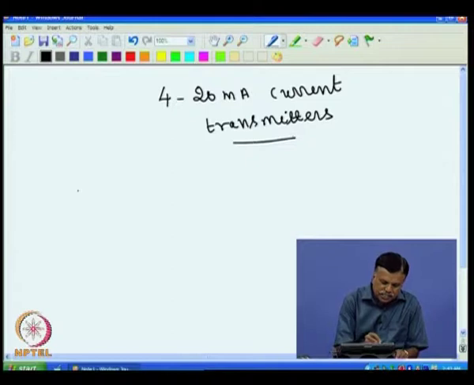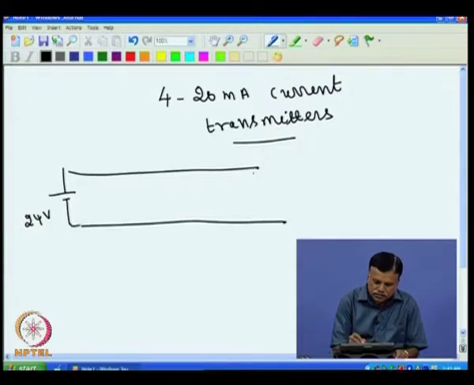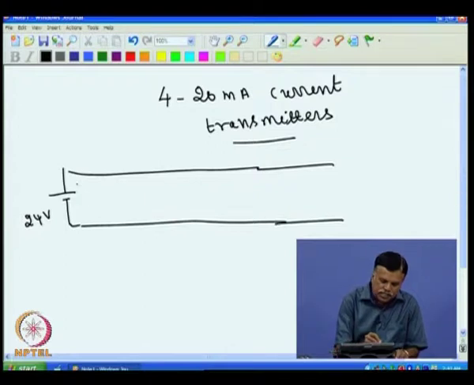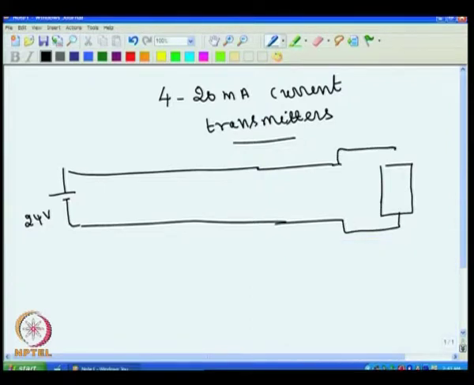Overall it looks like this. Normally what is done is that you have a supply, like a 24 volt supply normally used in the industry, then they run two long wires like this. Typically this is in the control room, and this is at the site. You have this 4 to 20 milliampere current transmitter, connected to a transducer. Say for example, in this case a potentiometer is the transducer.